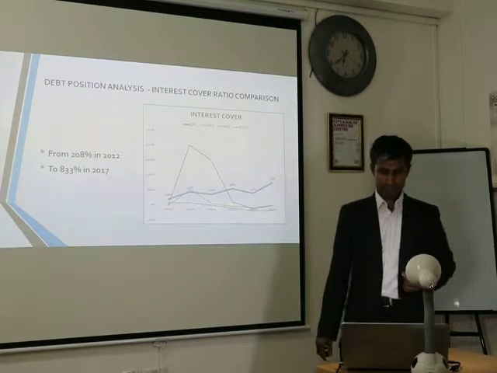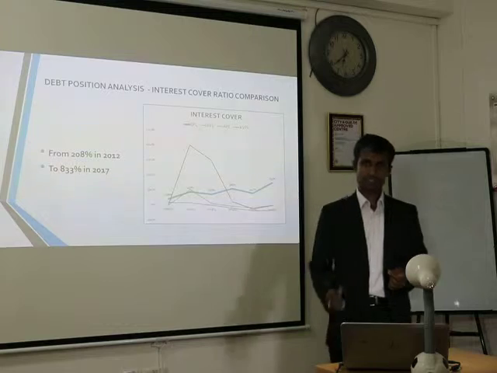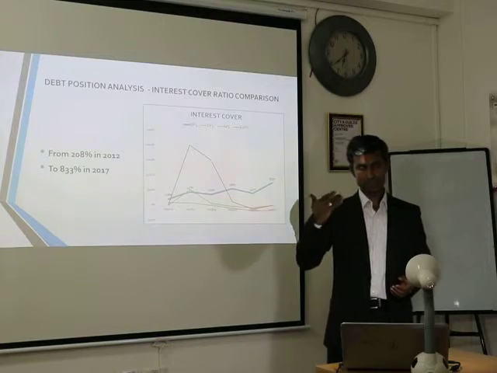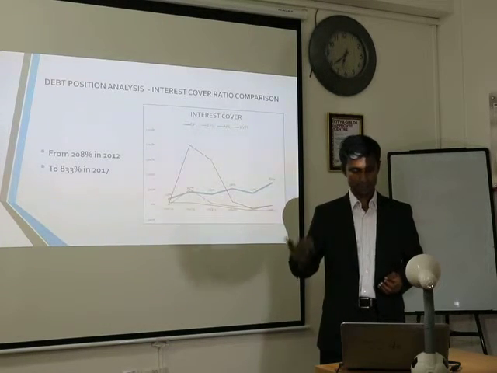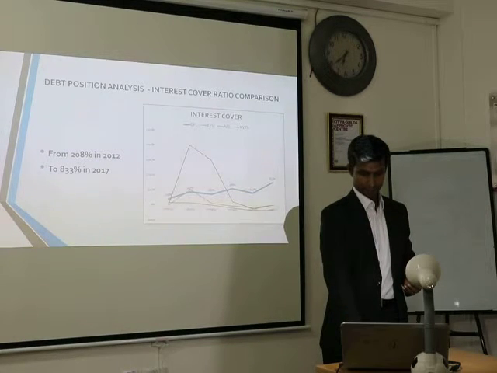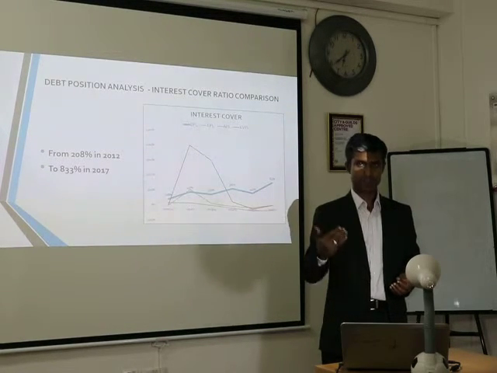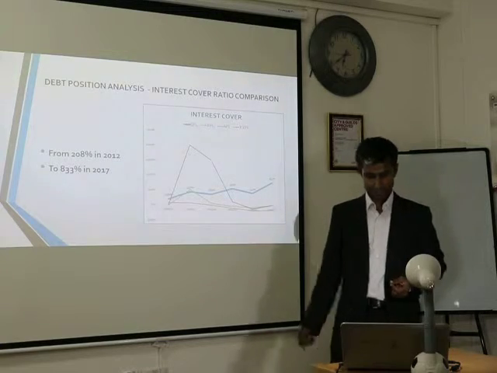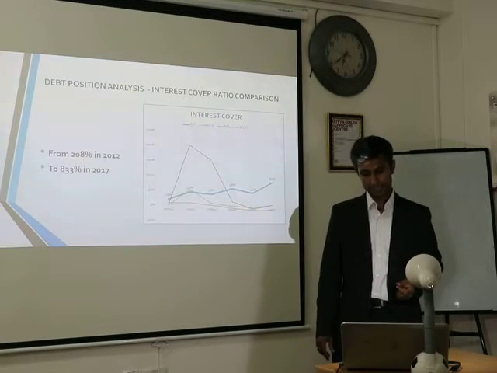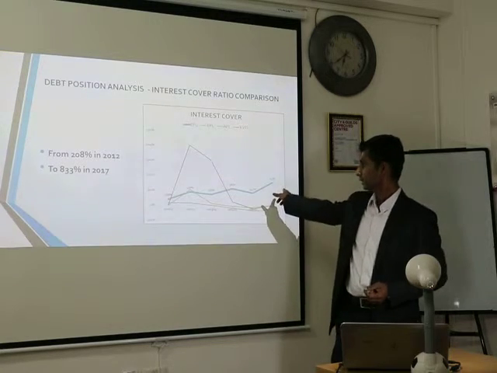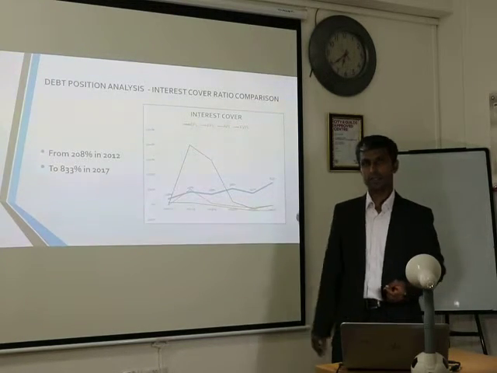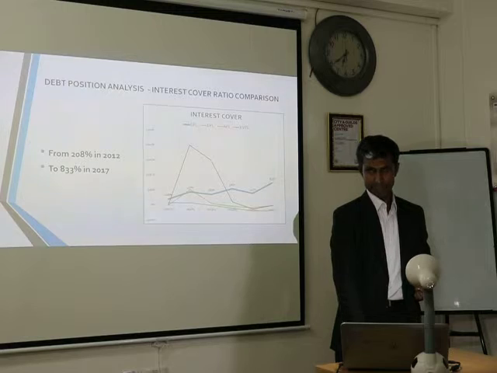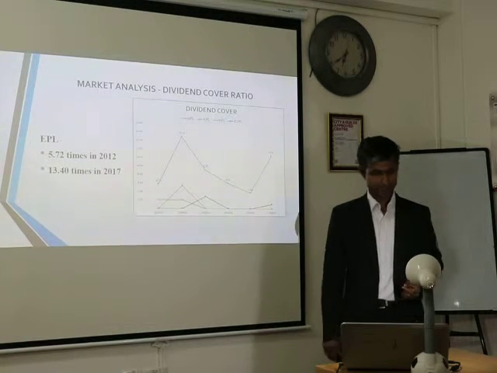So when we move ahead with the debt analysis area, the next good indicator is the interest cover comparison, which shows the company's ability to pay interest, how many times the interest is covered. So it shows the company's financial strength, even though the company has a debt portion in the balance sheet. From 5 years back 208%, they are increasing it to 833% of coverage, which gives a very good picture of how they have managed their debt equity balance over the last 5 years.